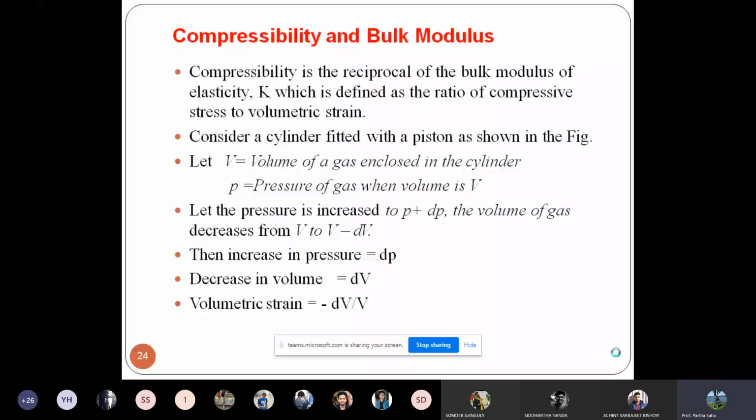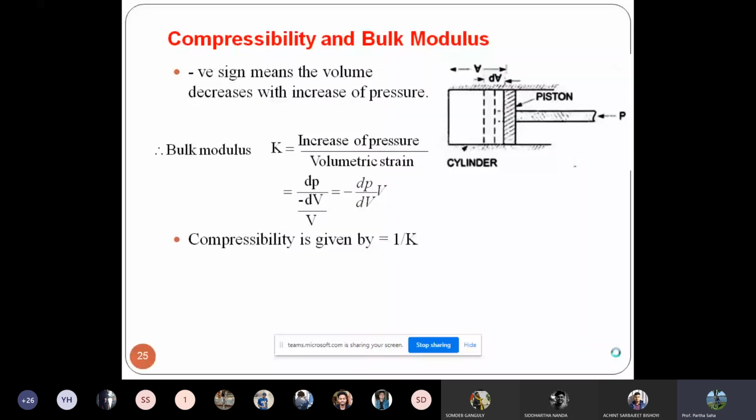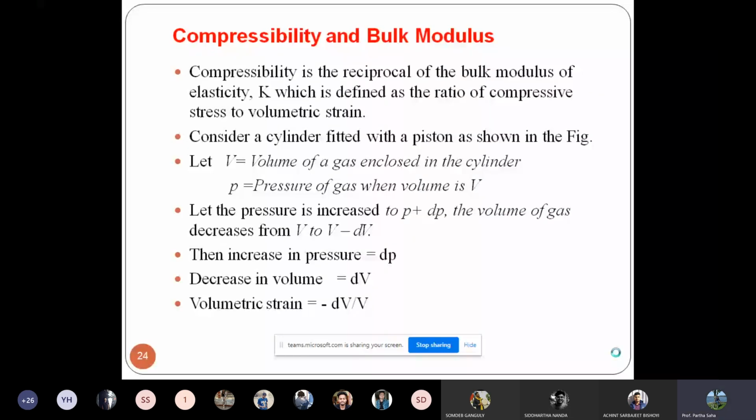Now let's assume a cylinder, which I have given in the next figure here. You see this cylinder is fitted with a piston. V is the volume of the gas enclosed within the cylinder, and P is the pressure of the gas when the volume is V. Now what happens if you increase the pressure? Because it's a closed system, the volume is going to decrease. So this increase in pressure dP corresponds to a decrease in volume dV. So the volumetric strain is dV over V.